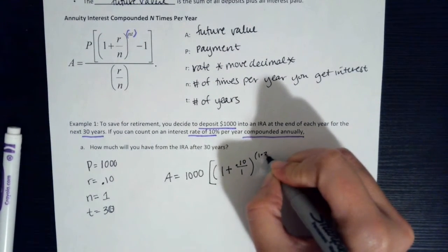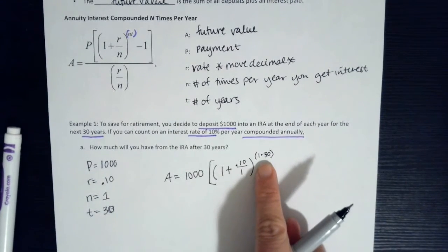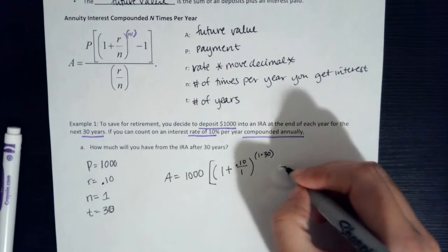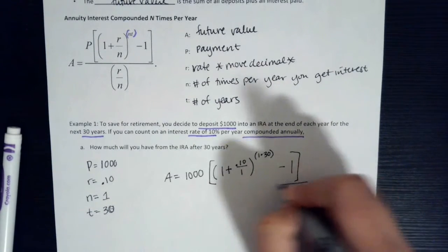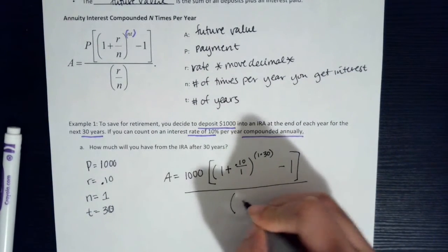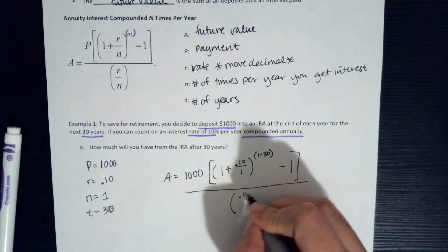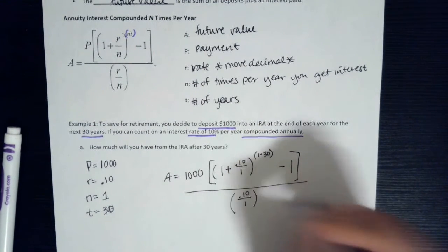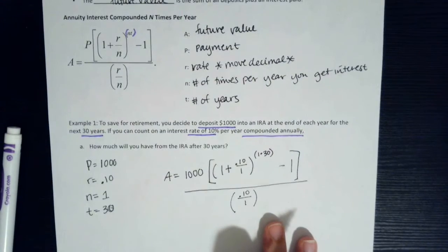So that's 1 times 30. And remember, you need these extra parentheses in the exponent or you won't get the right answer. And then minus 1, close my bracket, divided by parentheses R over N. So 0.10 over 1. So here's our scary formula.